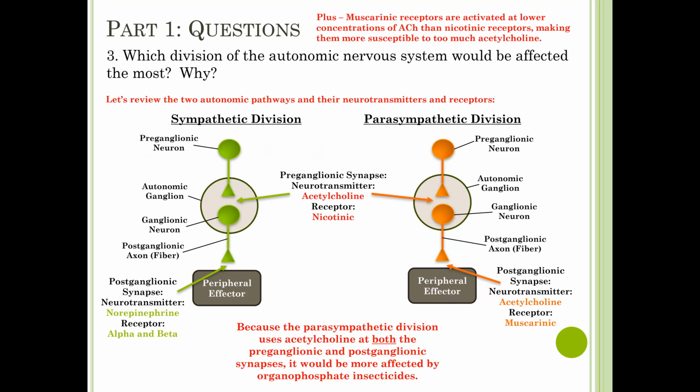Also note that muscarinic receptors are activated at lower concentrations of acetylcholine than nicotinic receptors, which makes them more susceptible to having too much acetylcholine around, which is the result of blocking acetylcholinesterase. So the muscarinic receptors are going to be affected earlier and quicker than the nicotinic receptors.